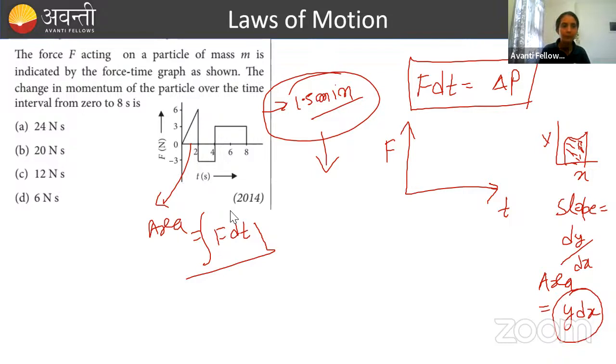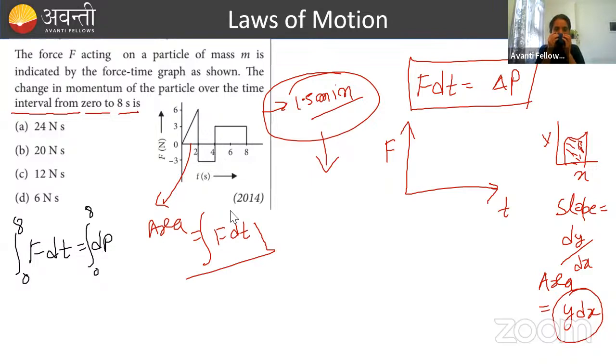Impulse, that is the change in momentum, निकालना है, change in momentum of particle over the interval from 0 to 8. ठीक है. So if you have to calculate change in momentum over 0 से 8 second, what you will do, you will add F dt from 0 to 8 second. That you will do, right? And summation of F dt from 0 to 8 second means area of this curve given from 0 to 8 second.